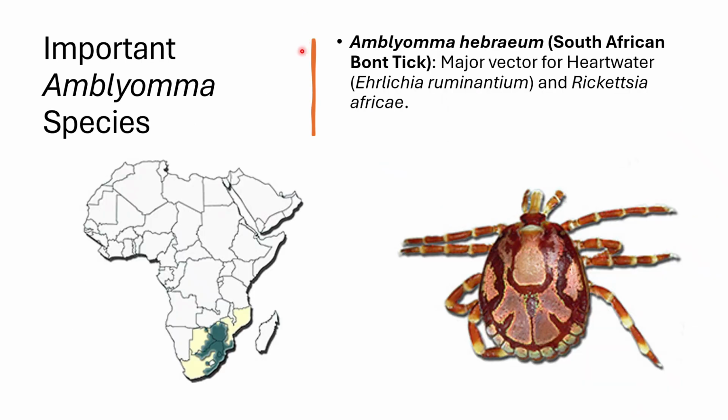We also have the Amblyomma hebraeum, also known as the South African bont tick, because its main distribution is confined to South Africa. It is a major vector of Ehrlichia ruminantium and Rickettsia africae. E. ruminantium is the causative agent of heartwater.